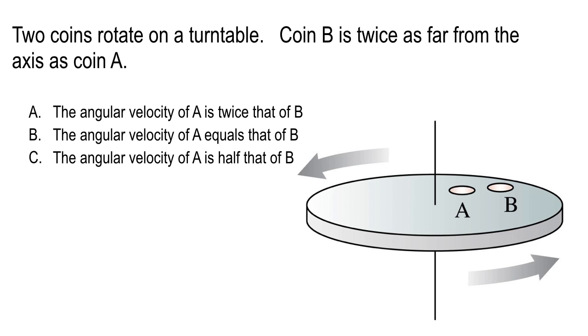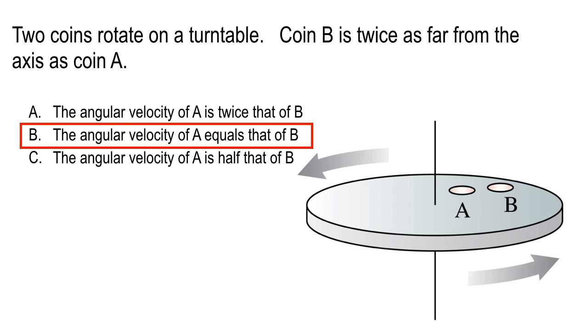All right, let's see what you guys voted for. Ooh, look at this. A spread of answers. The answer is B. Now, option A, the angular velocity of A is twice that of B, is incorrect. Option C, the angular velocity of A is half that of B. That is incorrect as well.